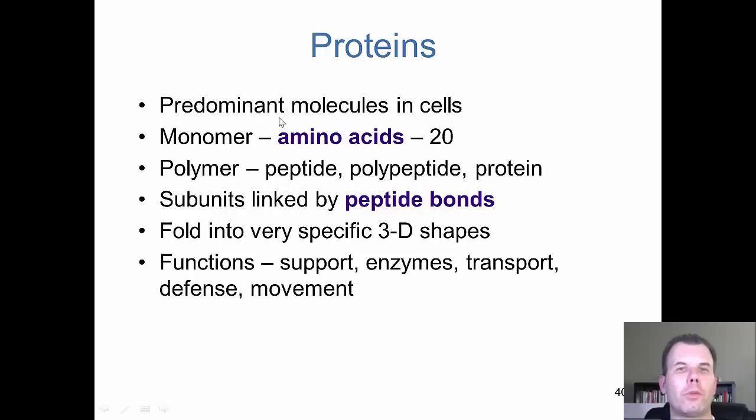All right, the next thing is proteins. Again, this is the most predominant molecule in our cells. There are 20 amino acids, which are the monomers, and then those build proteins.